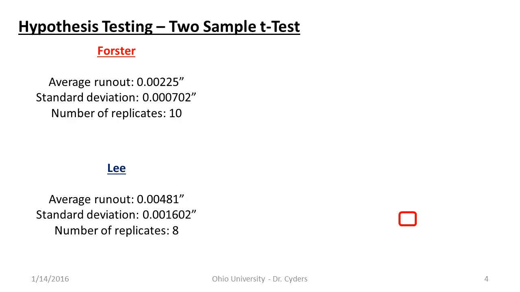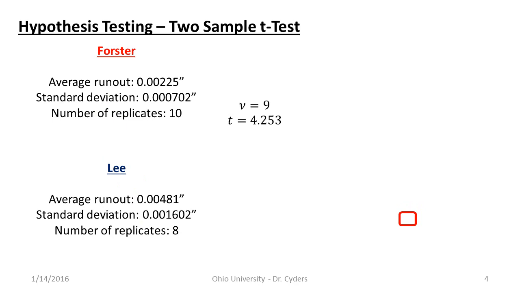So, this is real data. Between these two dies, with the Forster die, I made 10 cases and got an average case runout of 2.225 thousandths of an inch, with a standard deviation of 0.702 thousandths of an inch. And with the Lee die, I got an average runout of 4.81 thousandths with a standard deviation of 1.6 thousandths. And for reasons that I don't recall at the moment, I only got 8 replicates from that particular set. So, if we take these numbers and plug them into the equations from the previous slide, I get nu is 9 degrees of freedom. I go to my t-table, and I'm going to use that to determine my critical t-value. With my t calculation from the previous slide, I'm showing a t-value of 4.253 between the Forster and Lee.